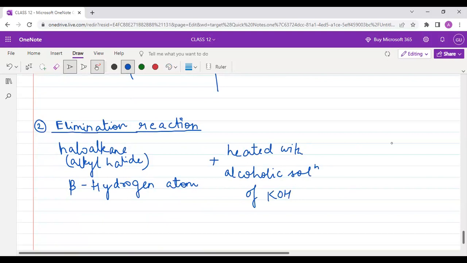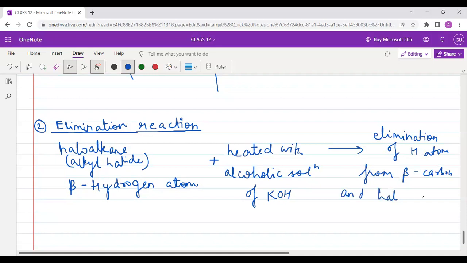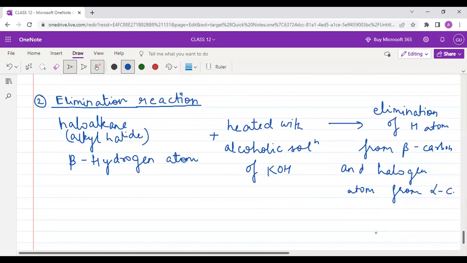And then we'll observe that there is an elimination of a hydrogen atom from the beta carbon, and the halogen atom will get eliminated from the alpha carbon. So you have to remember that from the beta carbon, the hydrogen atom will get eliminated, and from the alpha carbon atom, the halogen will get eliminated. So whenever we heat a haloalkane with alcoholic solution of potassium hydroxide, this elimination reaction will take place and it will form an alkene. Now you can see that the beta hydrogen is eliminated. That's why it is also called a beta elimination reaction.